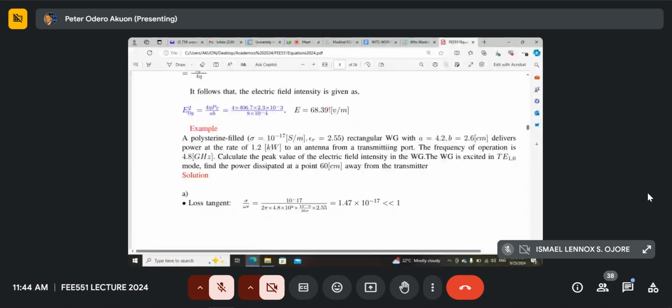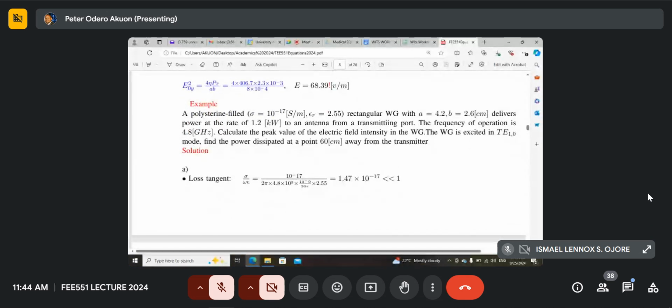Okay, I wanted us to look at something where now we have a lossy dielectric. Not necessarily lossy dielectric, but a case where we have a dielectric inside the waveguide. So quickly we can go through this one second example. Is there any question on the first example? Also try to see if the E you compute is 68.39 volts per meter. Okay, some of this we'll repeat in the tutorial.